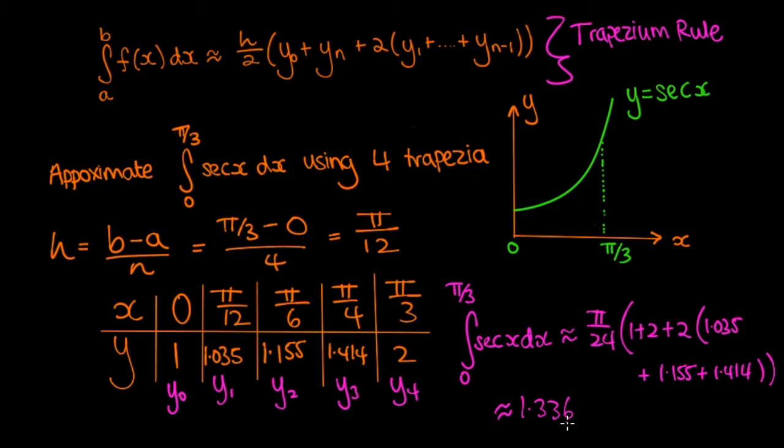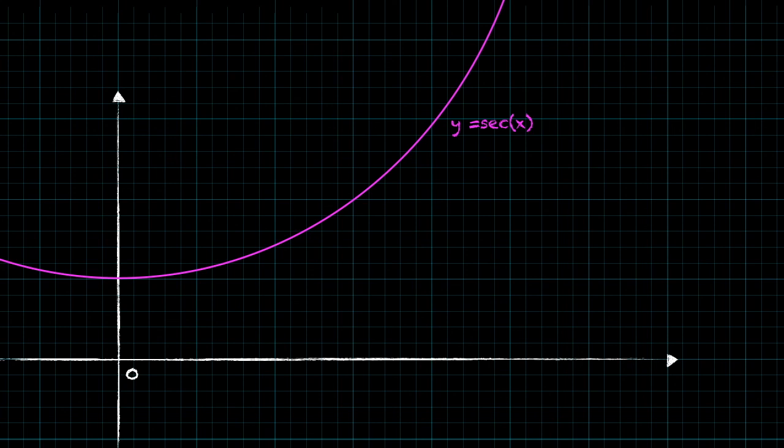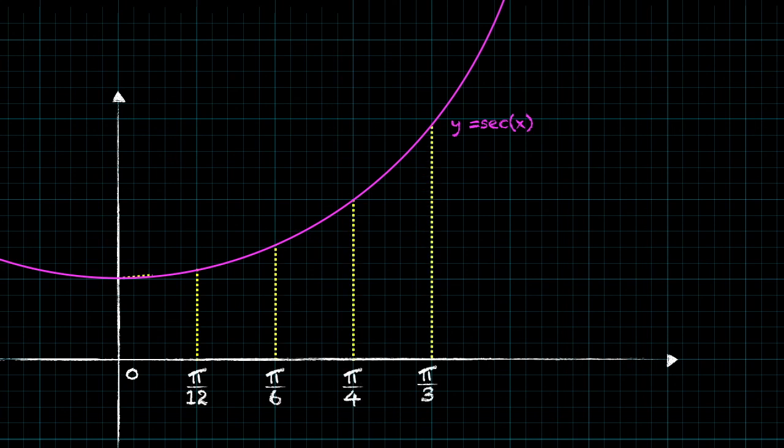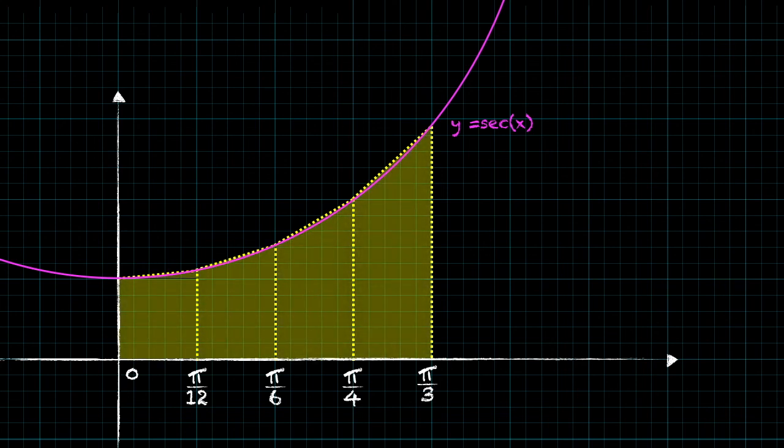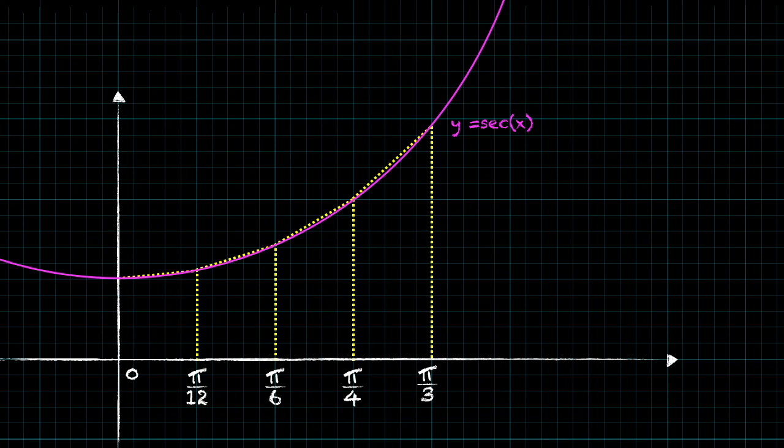To finish off, let's consider whether our approximation is an overestimate or an underestimate of this integral. Here we have the graph of y equals sec x, and when we draw the trapezia, what we notice is that a portion of the area of each trapezium lies above the curve. And so this implies that the approximation we got for the integral was in fact an overestimate, because we're including area that isn't actually below the curve. And this happens to be the case for any function that is convex in the interval.